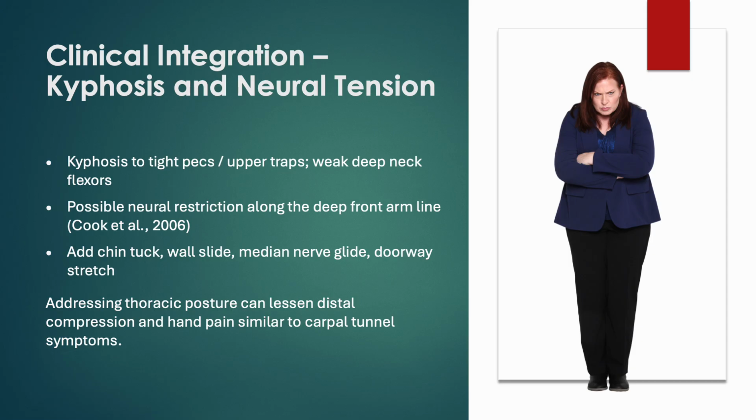Kyphosis is often related to tight pecs because it does pull the scapula forward. It can lead to neck flexor weakness, where the head's held forward, and office work can exacerbate this, which is relevant in this case. Possible neural restriction along the deep front arm line can be a problem. Adding chin tuck, retraction, wall slides, median nerve glides, possibly an ulnar nerve glide if cubital tunnel is suspected, because there is a complaint in this client of pain in the hands.